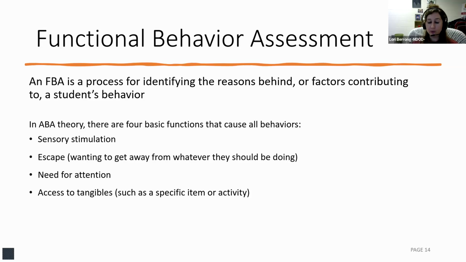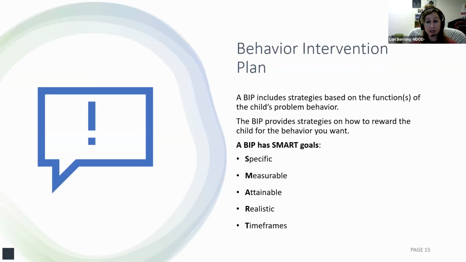And then you can start to move to the next step, which is the behavior intervention plan. And that is where you're coming up with strategies to reward the positive behaviors and reduce the problem behaviors. And so a behavior intervention plan has what are called the SMART goals: specific, measurable, attainable, realistic, and timeframes. And that's something to keep in mind when we're talking about emotional behavioral disorders and assistive technology interventions.